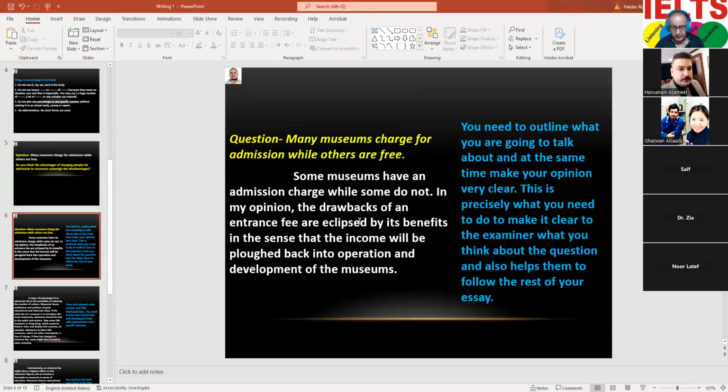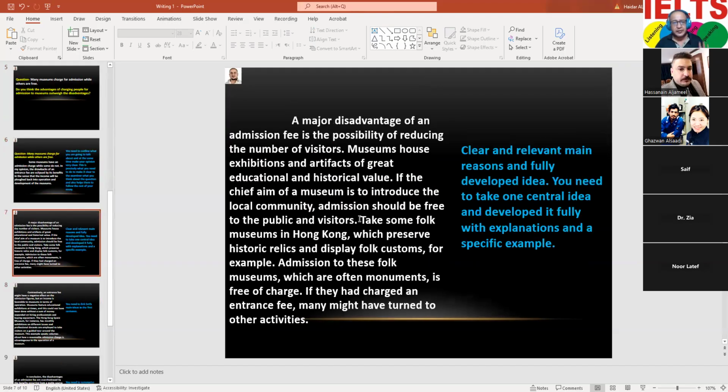Which one you start with, you are free. You may start with the advantages, you may start with the disadvantages. You are free.